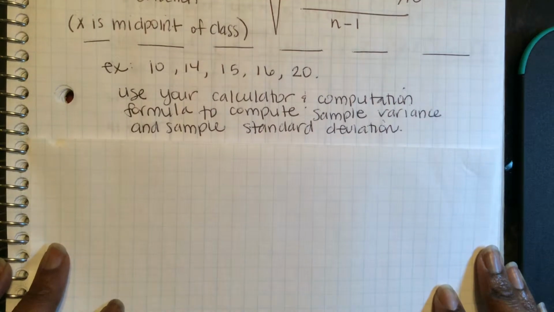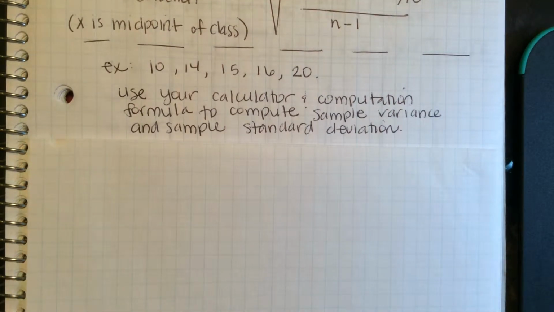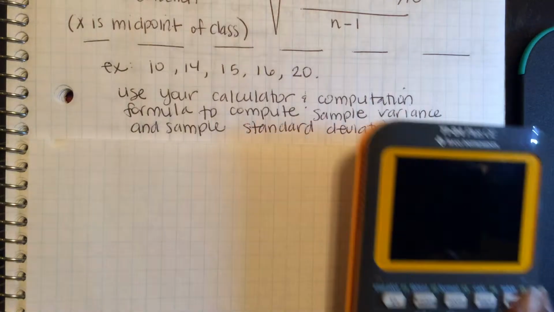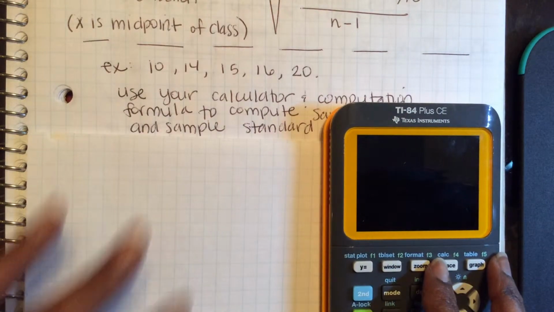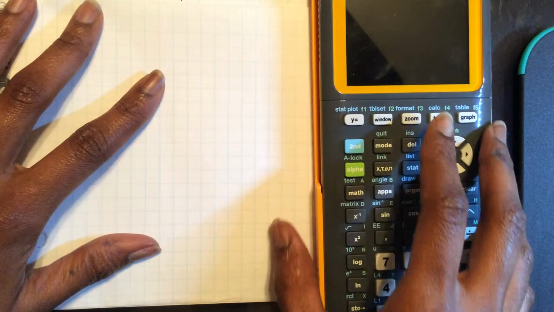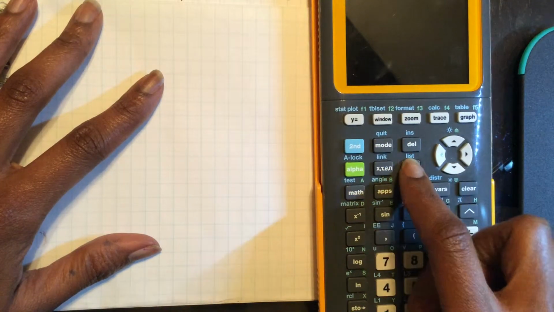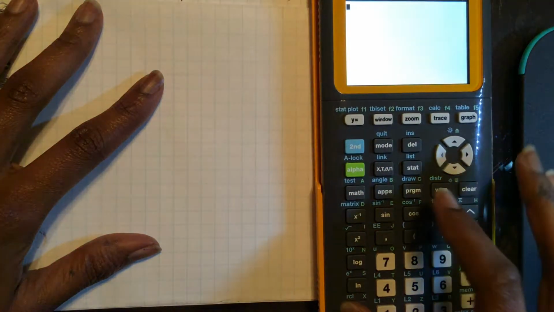Here we have 5 numbers and we want to use your calculator and the computation formulas you copied above to compute the sample variance and sample standard deviation. So remember, you'll only do this for very large sample sets or whenever they say use your calculator. So the first thing I need to do is get my data in my calculator. So let's turn it on first.